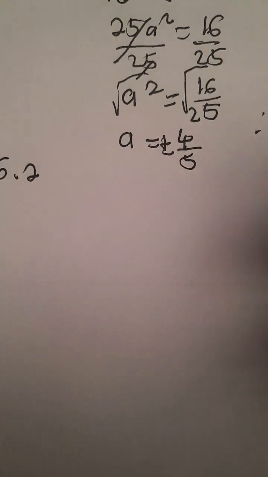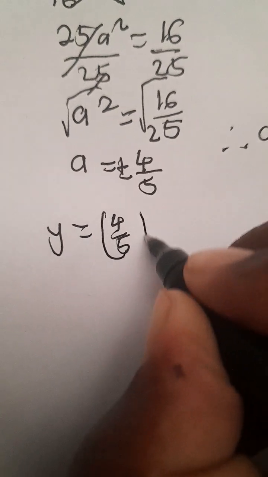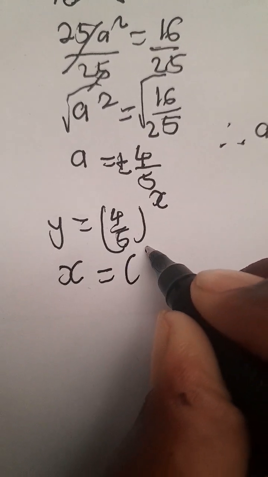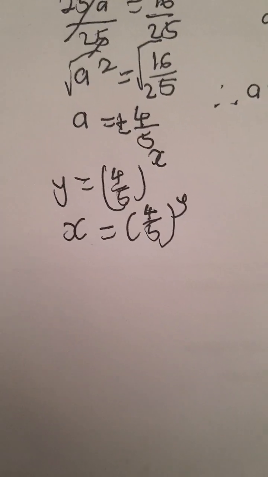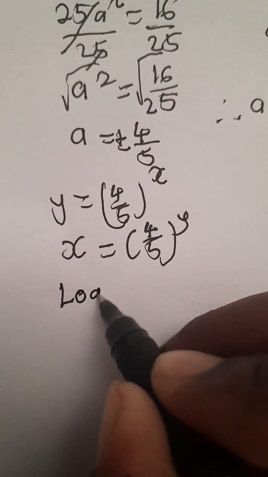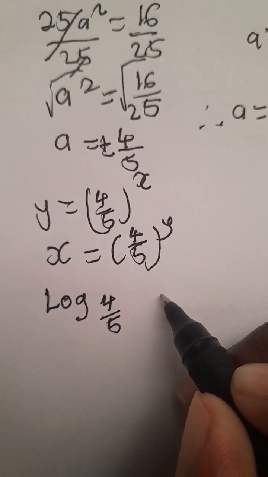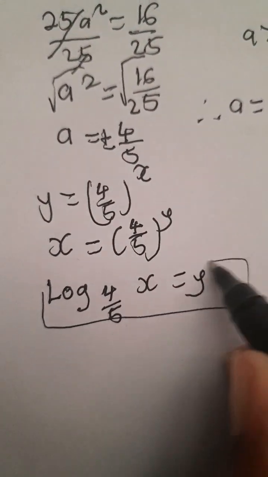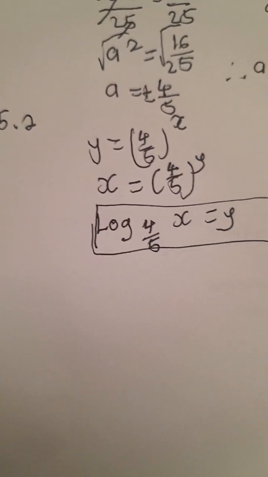Also 2 marks. Remember, now we have (4 over 5) to the power of x. You're looking for the inverse, so you swap the variables, or you interchange. Where there is y, there will be x, and where there is x, there will be y. The inverse of an exponential is a logarithm. So our base is 4 over 5, the number is x, which equals the exponent, which is y. So it is in the form y equals log base 4 over 5 of x. Then we get our beautiful 2 marks.